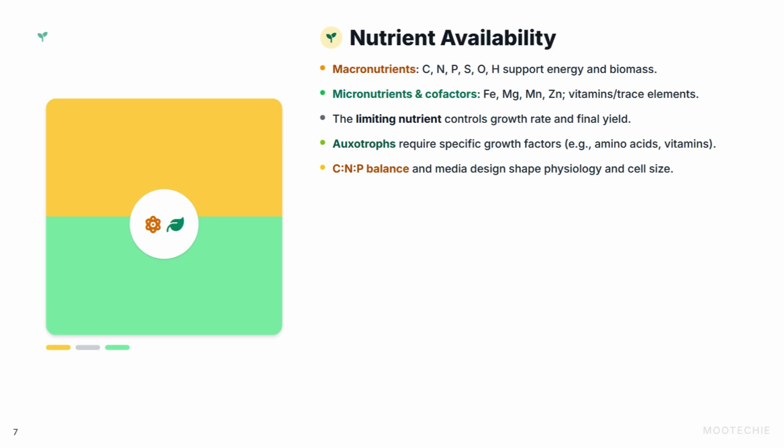Nutrient availability. Macronutrients, carbon, nitrogen, phosphorus, sulfur, oxygen, and hydrogen are needed in large amounts to support energy production and build biomass. Think of these as the major building blocks of proteins, nucleic acids, and cell walls. Micronutrients and cofactors like iron, magnesium, manganese, zinc, and various vitamins are needed in trace amounts but are essential for enzyme function and other cellular processes. The limiting nutrient, the one in shortest supply, controls the growth rate and final yield of a bacterial population. This is a key principle in ecology and biotechnology.